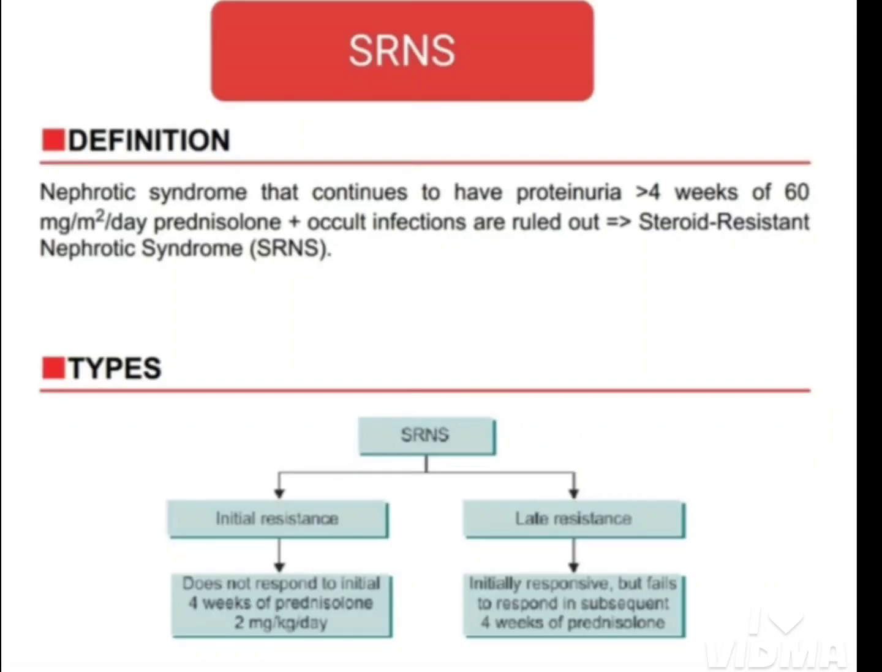Now steroid resistant nephrotic syndrome continues to have proteinuria for greater than 4 weeks even after prednisolone treatment, once occult infections are ruled out. Types of SRNS: two types, initial resistance and late resistance. Initial resistance does not respond to the initial 4 weeks of prednisolone treatment, and in late resistance the patient is initially responsive but fails to respond to treatment in the later phase.